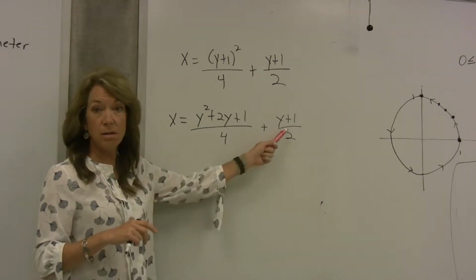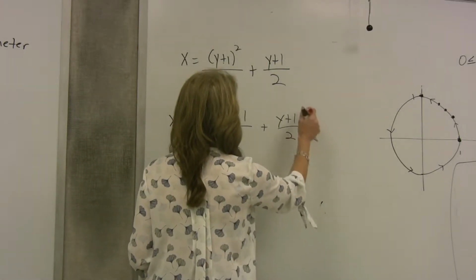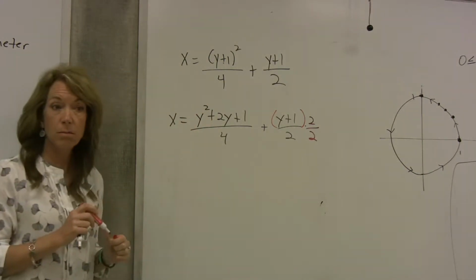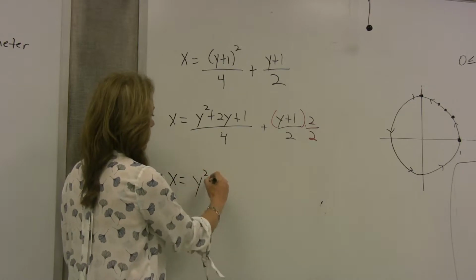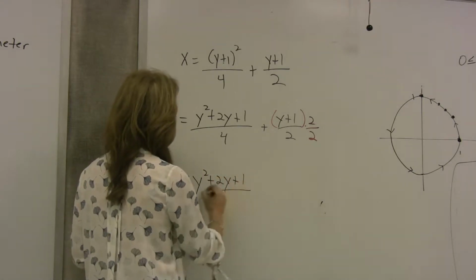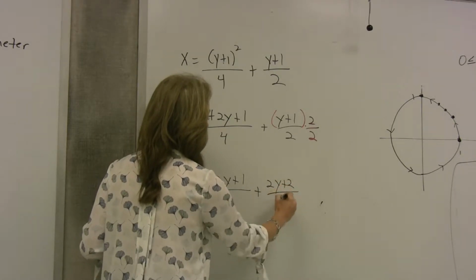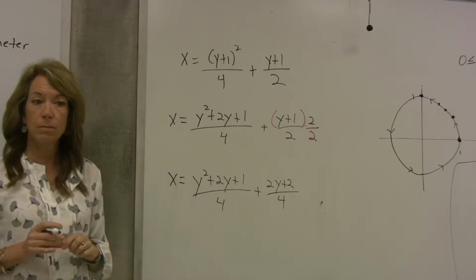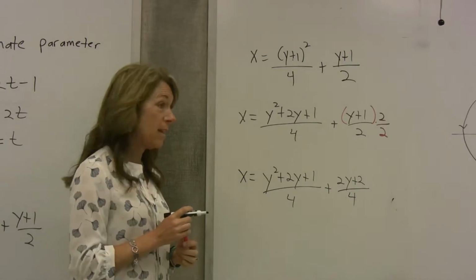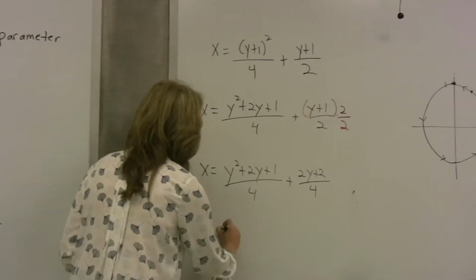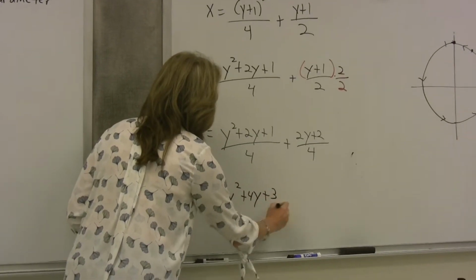Now to add these fractions, we need a common denominator. So we'll multiply this one by 2 over 2. So I have x equals (y squared plus 2y plus 1) over 4 plus (2y plus 2) over 4. Now we could add them, hopefully. Y squared plus 4y plus 3, all over 4.